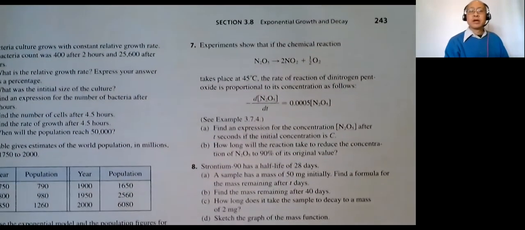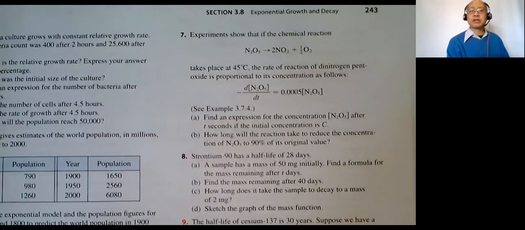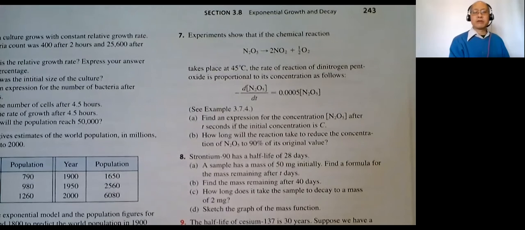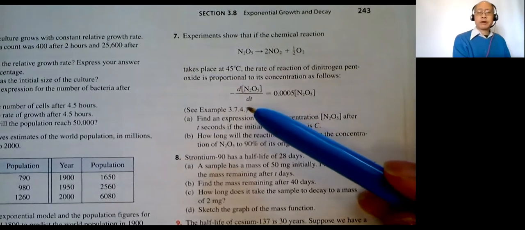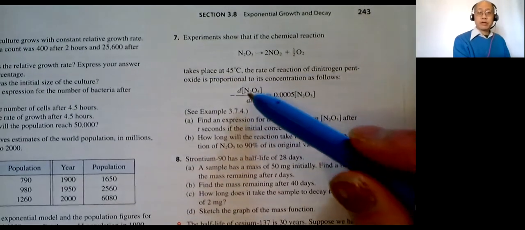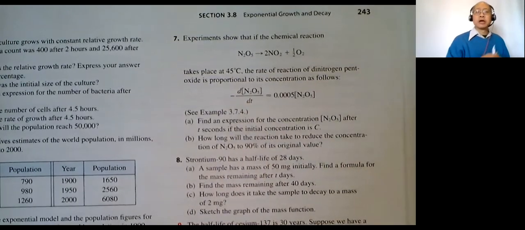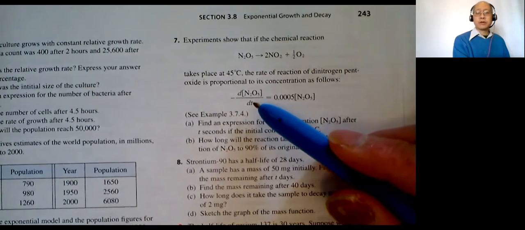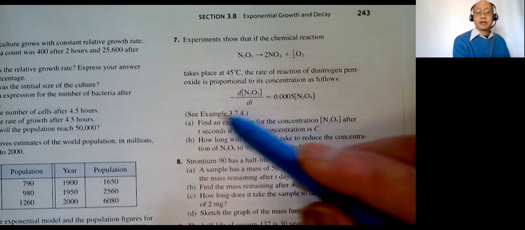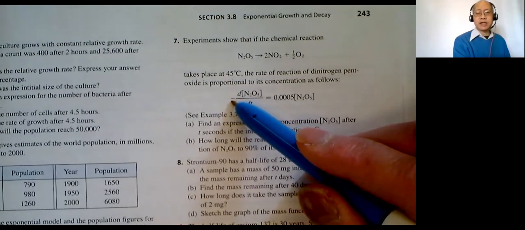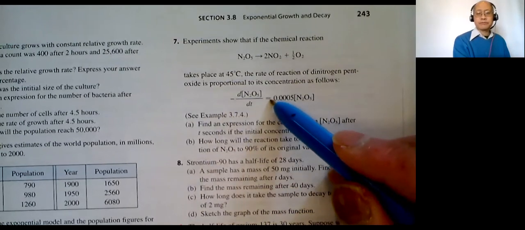So 7. Experiments show that the chemical reaction N2O5 goes to 2NO2 plus half O2 takes place at 45 degrees C. Here's the corresponding differential equation. When they put the brackets there, you chemistry people know that's a concentration of N2O5, dinitrogen pentoxide, I guess. Notice they put the negative on this side. I'm not sure why they did that. There's an extra hoop to jump through. Multiply both sides by -1, and it's over here.